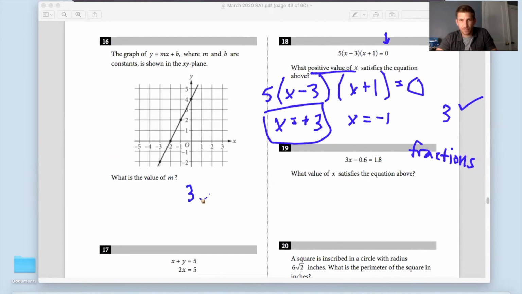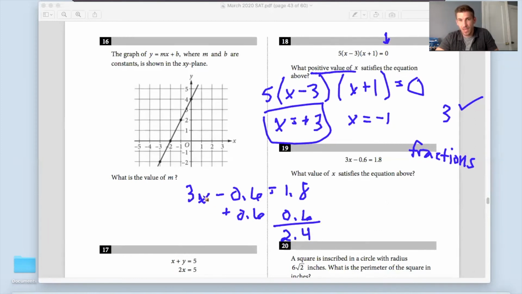So here I have 3x minus 0.6 equals 1.8. I'm going to add the 0.6 on both sides. Hopefully you know that 18 plus 6 gives me 24. So therefore, because of the way the decimals are positioned, this is 2.4. And so now I have 3x equals 2.4, and if you get stuck where you're like, how do I do 2.4 divided by 3, what I would probably suggest is multiply the entire thing by 10, so that you're working in bigger numbers that you're probably more familiar with.